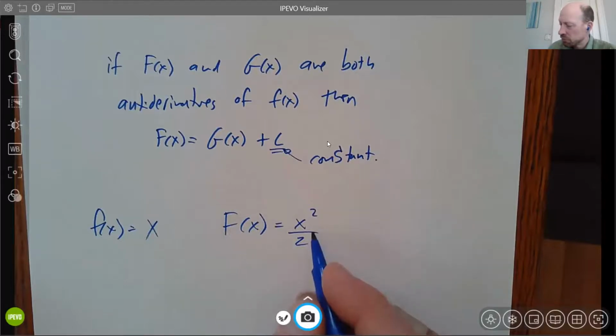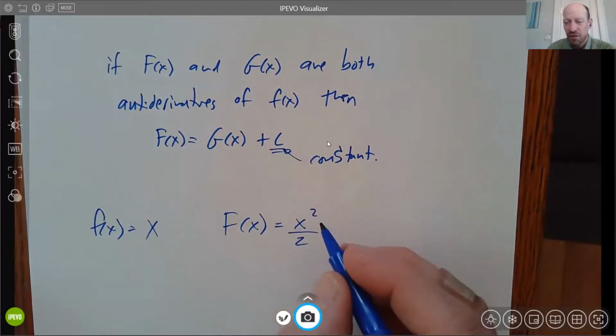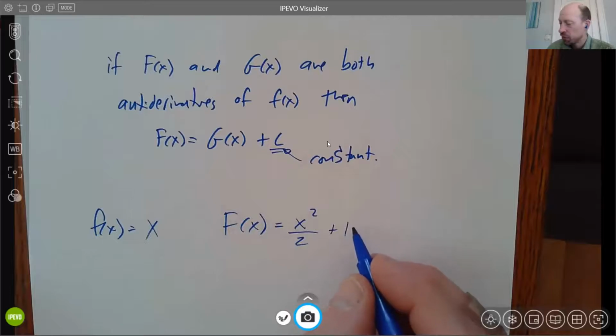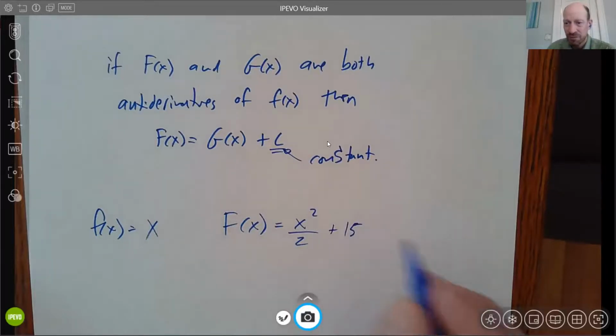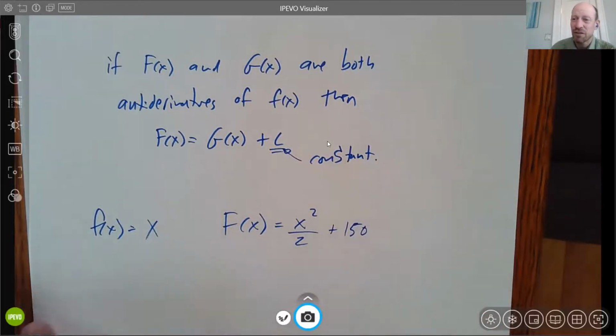Now, this function, though, is not unique, because I could also have x squared divided by 2 plus 1, or x squared over 2 plus 2, x squared over 2 plus 15, or x squared over 2 plus 150, right? Or whatever number I want here, and I take its derivative, it's still going to get me back to x.